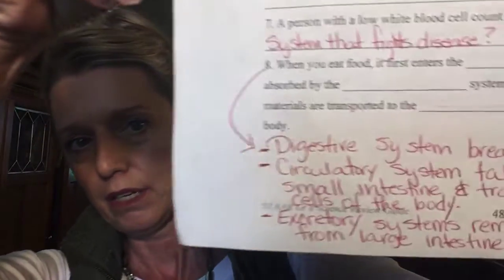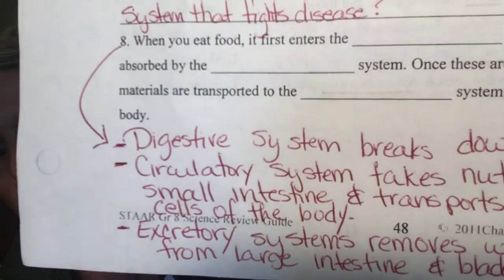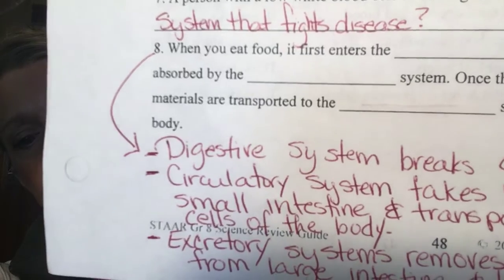Number 8, when you eat food, it first enters the blank, and it's got several blanks on these. So I'm going to go through and sort of help you. Basically, it's taking the food we eat, and it's listing each one of the systems in order as that food would go through. So first, your digestive system. I'm going to show you a picture real quick. First your digestive system is going to break down those nutrients so that they can go to all the cells in your body. It's going to come in your mouth, down into your stomach, break things down some more, and then in the small intestine is where it gets absorbed into the bloodstream.